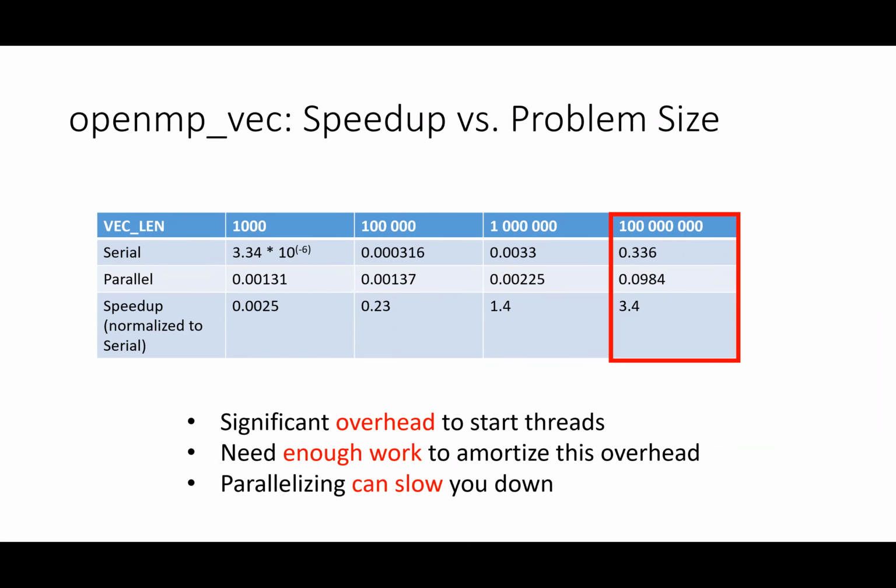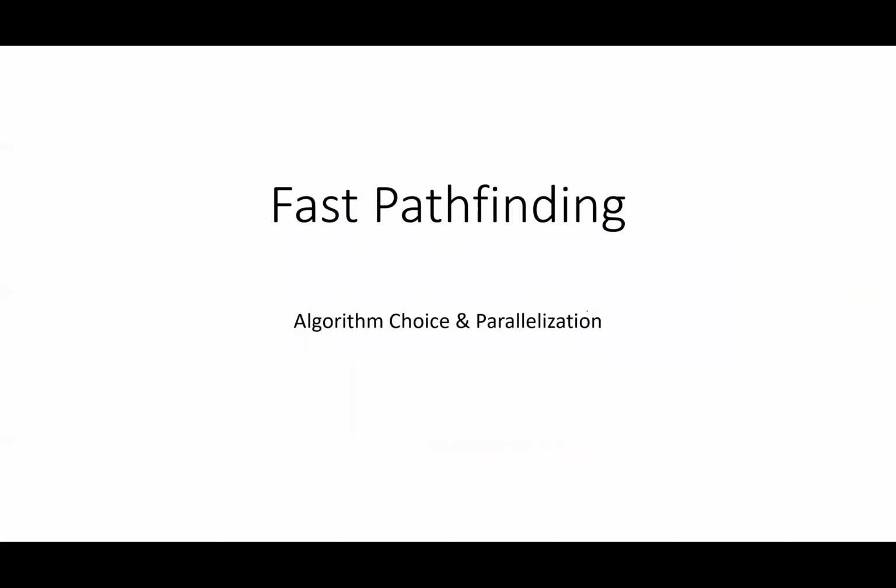Speed up is just time of the serial code divided by the time of the parallel code. And basically, as I made it bigger and bigger, the speed ups went from terrible to quite good. And I went even bigger than this. When I went to 1 billion, I actually got a speed up of about 5. Okay, so key lesson from that, make sure you got enough work.